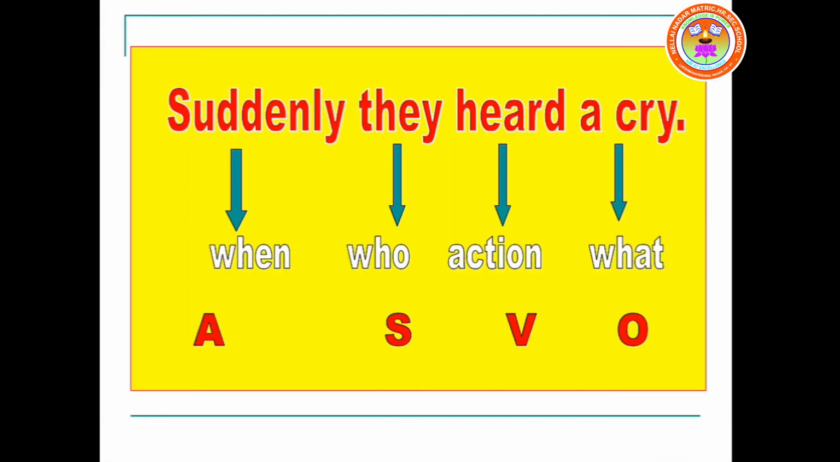Next sentence is suddenly they heard a cry. Suddenly is the answer for the question when. So it is an adjunct. They is the answer for the question who. So it is the subject. Heard is the action word. So it is verb. A cry is the answer for what. So it is the object. The pattern is ASVO.